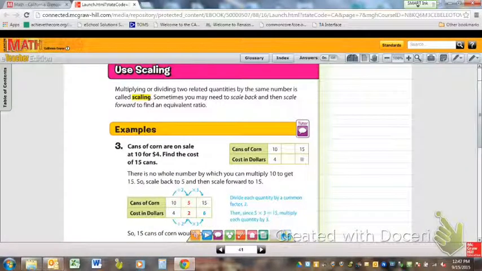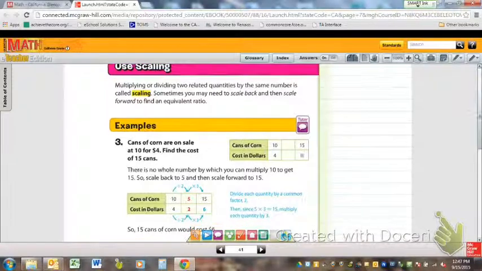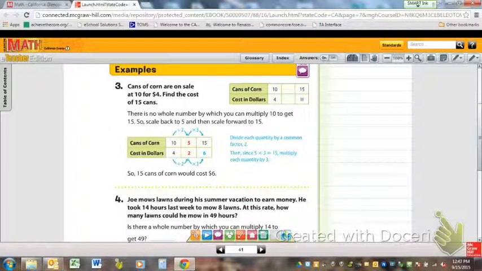This is where it might get confusing. Scaling. Multiplying or dividing two related quantities by the same number is called scaling. Sometimes you need to scale back and then scale forward to find an equivalent ratio. So here we have cans of corn on sale, 10 for $4. Find the cost of 15 cans.